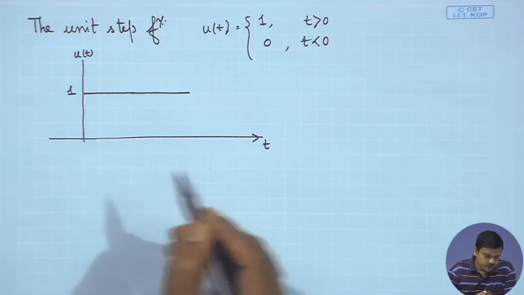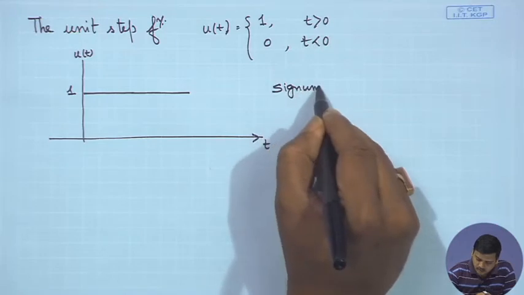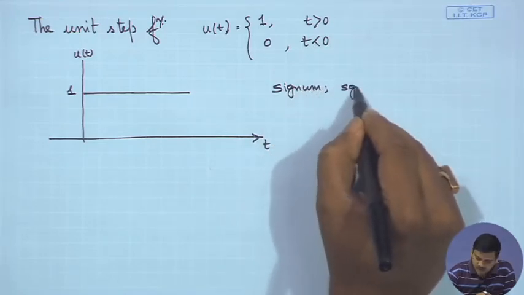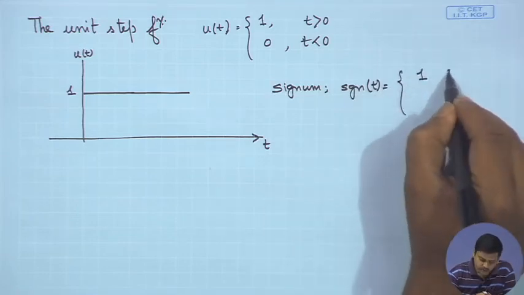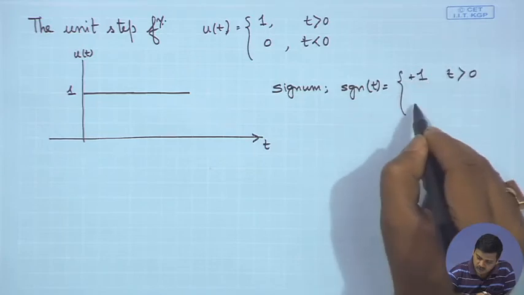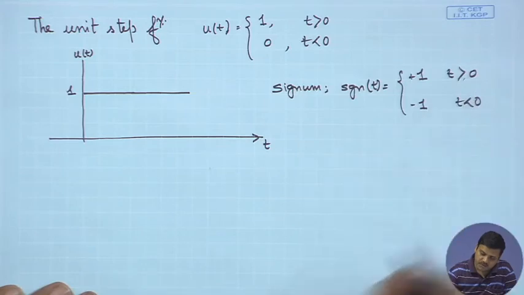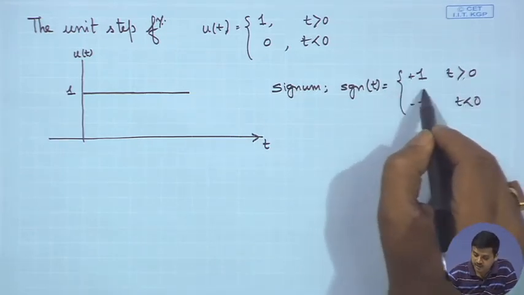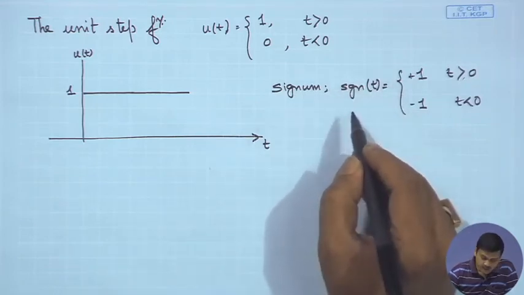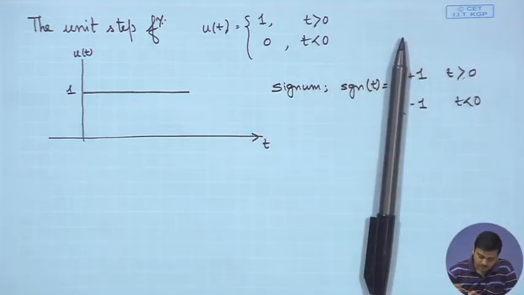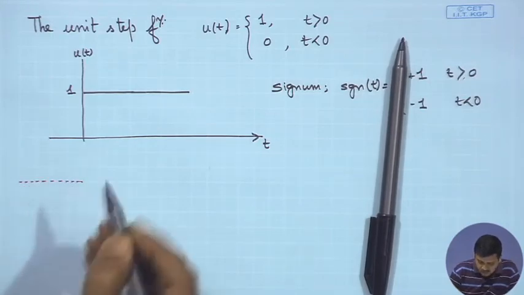Now, we know there is a function called the signum function, or you can call it SGN of t, which is generally defined as plus 1 for t greater than 0 and minus 1 for t less than 0. In some cases they put t greater than or equal to 0, and in many cases they would have a 0 at the origin. If we look at the signum function, it would be going like this.